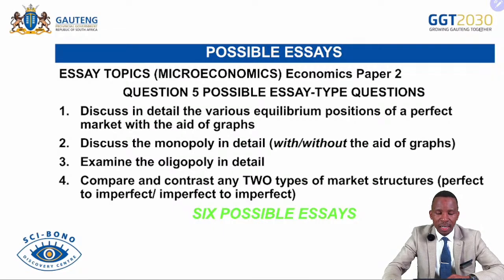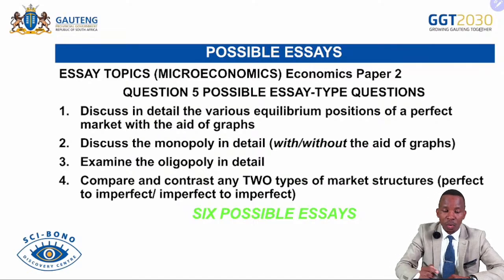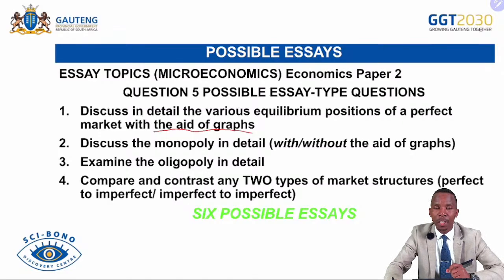The first one, discuss in detail various equilibrium positions for the perfect market with the aid of graphs. So with this kind of essay, it is very important, if you can check your exam guideline, it is very important that you get to be familiar with it. It is written, and it is bolded and written in italic. It is written, discuss in detail.